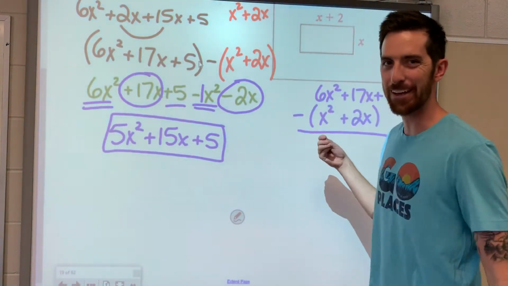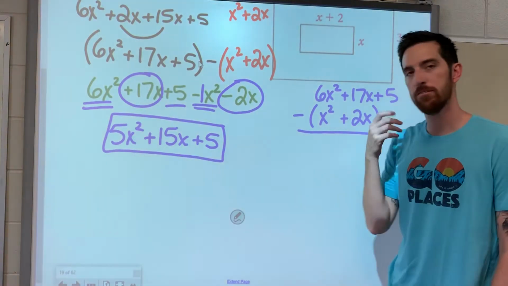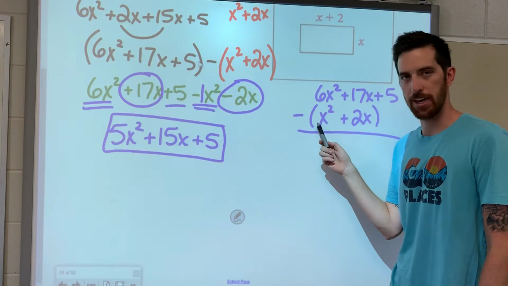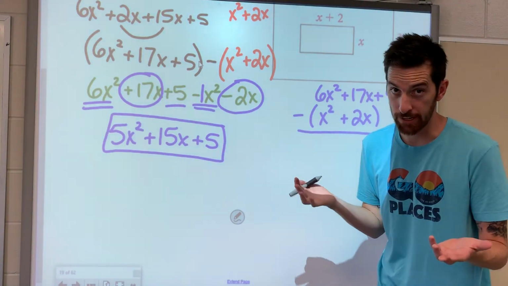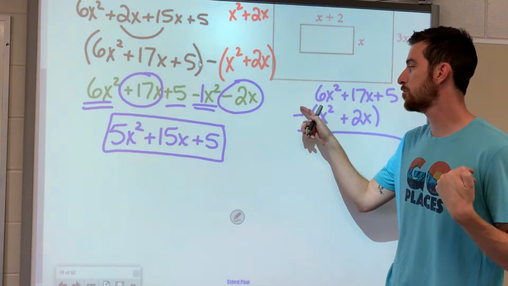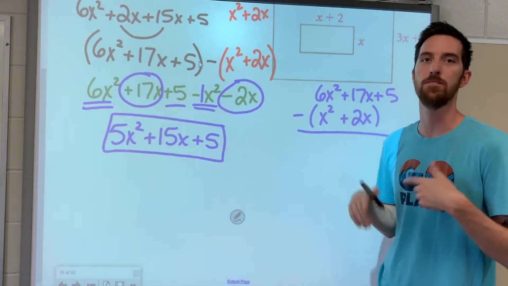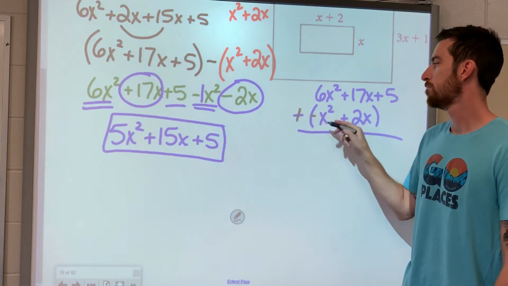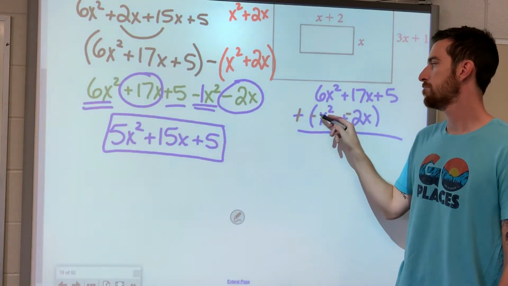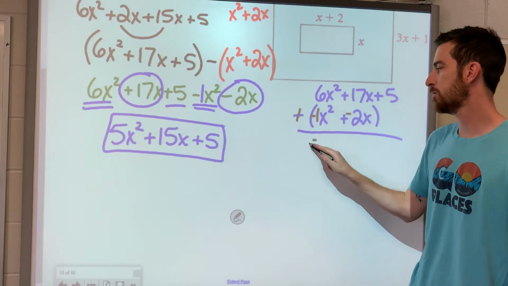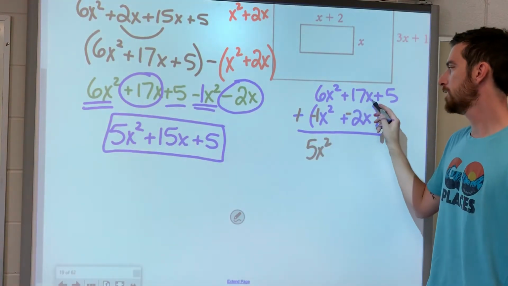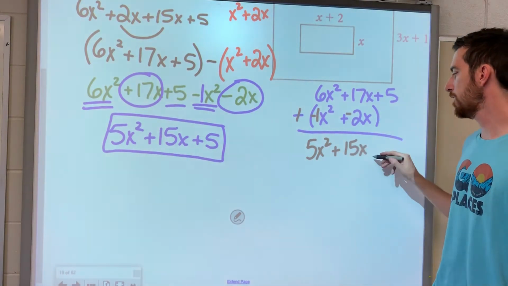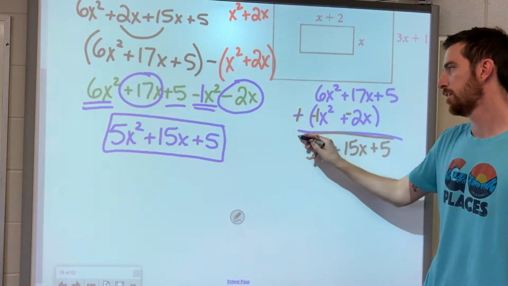Now, if you are going to stack them, you have to remember a trick. You have to remember you're doing 6x squared minus x squared, or, like I said, you can still change this to plus and make everything inside the opposite, which is what I'd recommend. So 6x squared, make those negative, minus 1x squared gets you 5x squared. 17x plus negative 2x is 15x. And then in this column, we just have the plus 5.